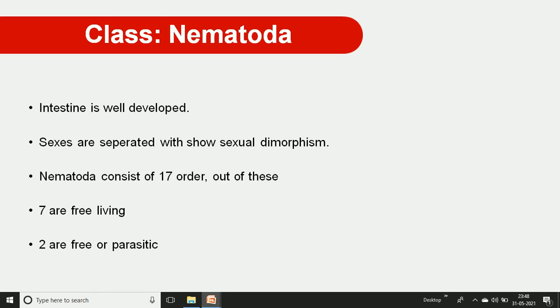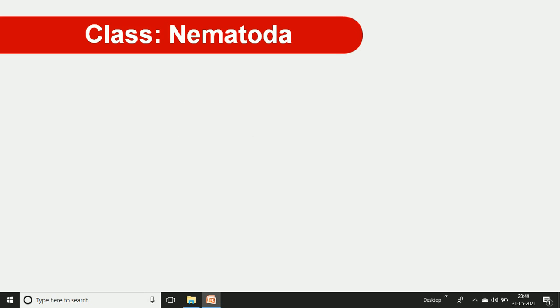Then 2 orders of class Nematoda show the free-living or parasitic mode of life, and the remaining 8 orders of nematodes consist of the fully parasitic mode of life. That means the class Nematoda consists of 17 orders: 7 are free living, 2 are free living or parasitic, any one type of mode of life, and 8 strictly show the parasitic mode of life. These are the character features.